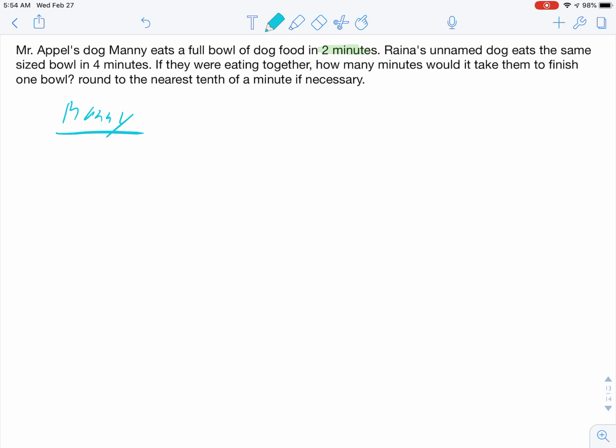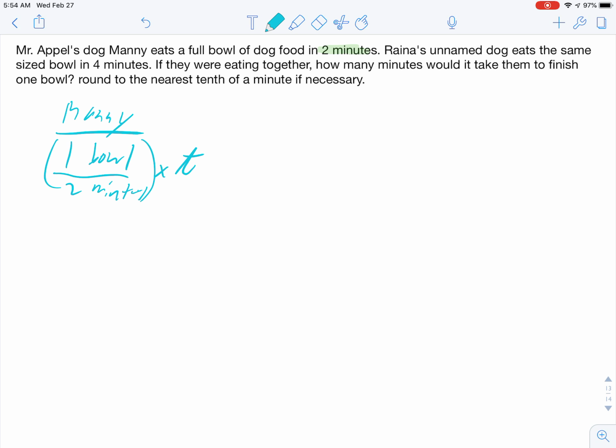Anyway, Manny eats one bowl every 2 minutes. And so one bowl every 2 minutes. So if I want to know how he's working, or how many bowls he's eaten after some amount of time, I would take the rate at which he's eating, which is one bowl every 2 minutes, and multiply that by the amount of time he spent eating.